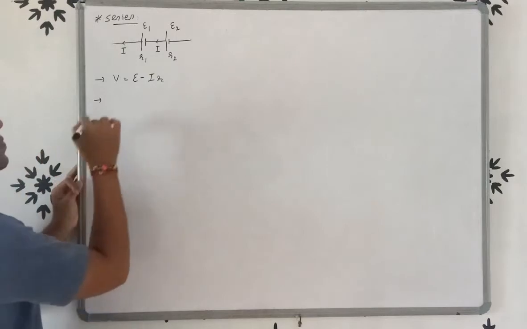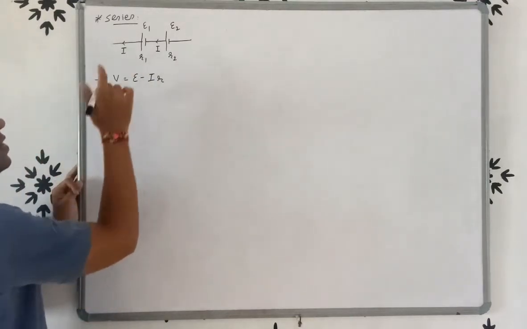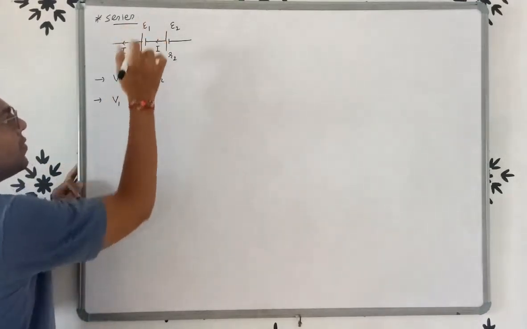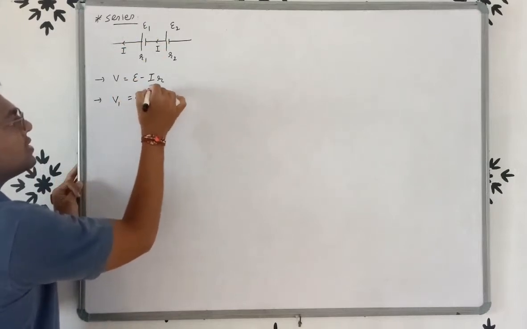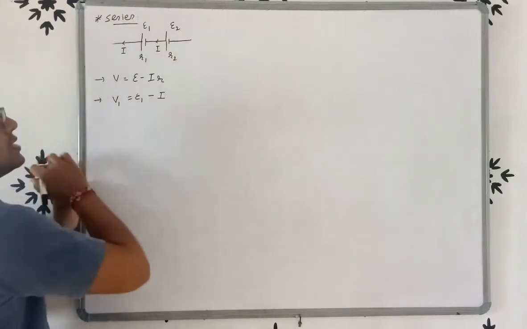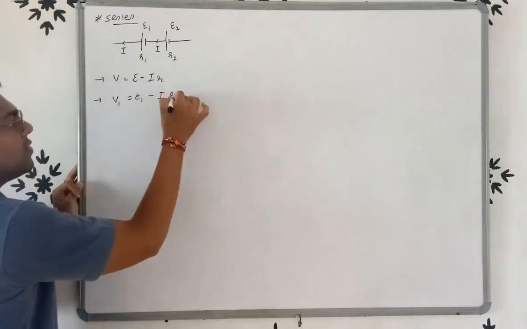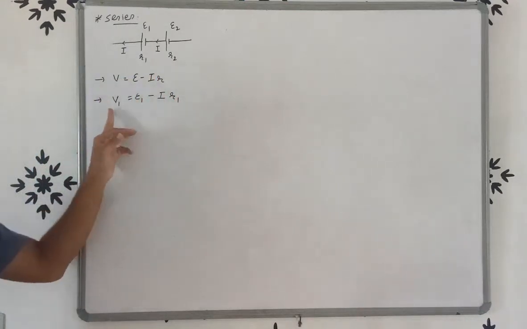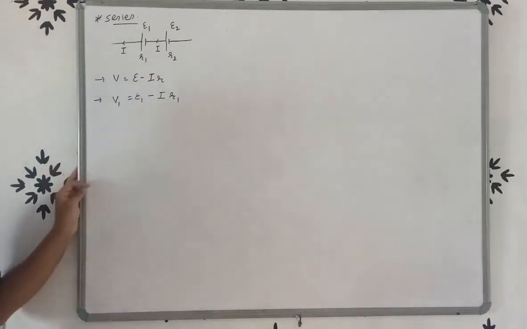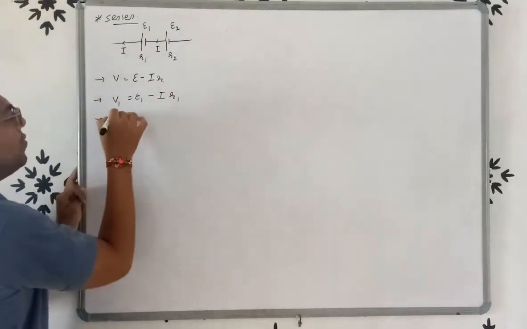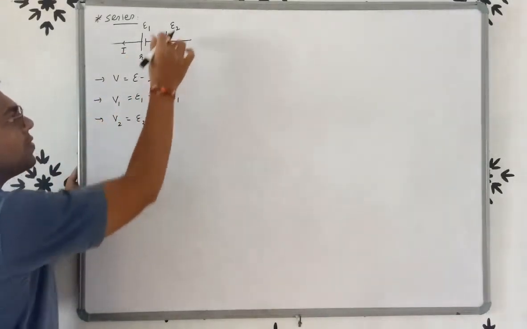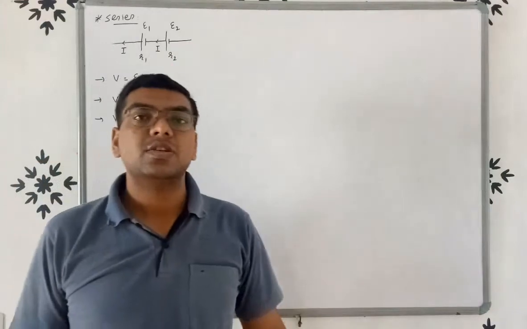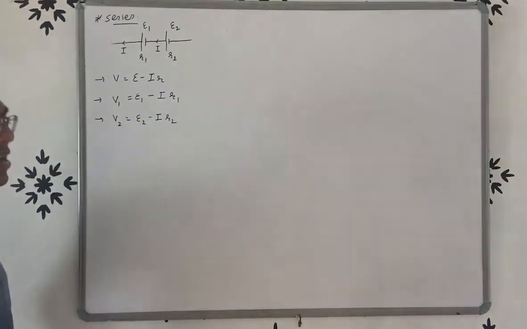So for cell 1, the potential V1 is equal to the EMF of cell 1, E1, minus, here the current will be the same because there is a series connection, and the internal resistance of cell 1 is R1. Right? So here you have to write, friends, for cell 1, V1 is equal to E1 minus IR1, and for cell 2, V2 is equal to the EMF of cell 2, E2, current the same, and internal resistance of cell 2 is R2. So V2 is equal to E2 minus IR2.